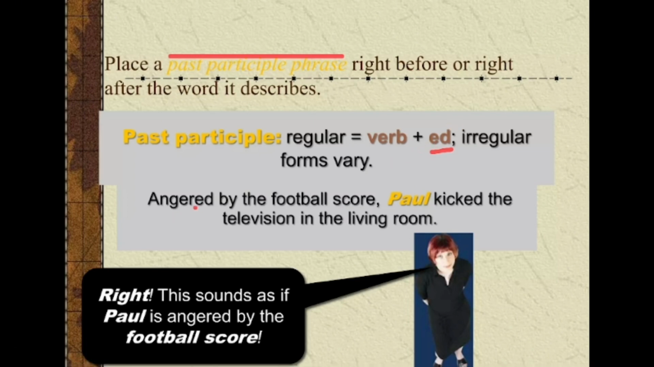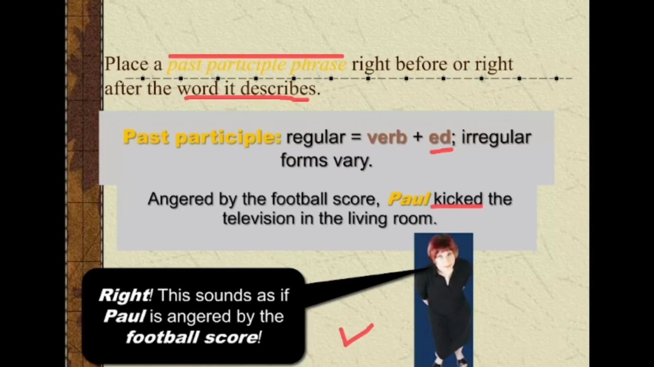So in this instance, angered by the football score, Paul kicked the television in the room. So this kicked is an example of past participle. They are recommending us to use a past participle right before or right after the word it describes, so that it is meaningful. It sounds as if Paul is angered by the football score.